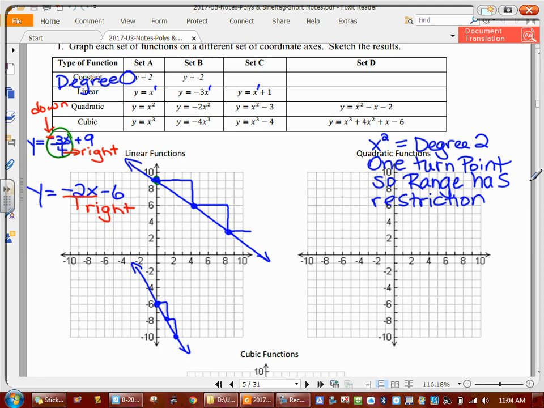So because of that, we know a couple things again. The c value is the same as with our linears. The c value, again, is still the y-intercept. So we do know that.